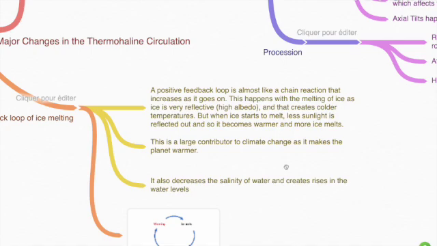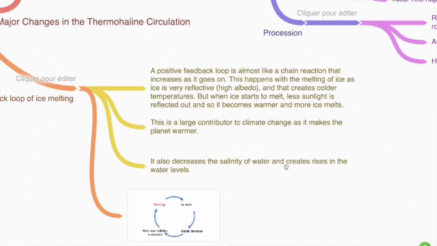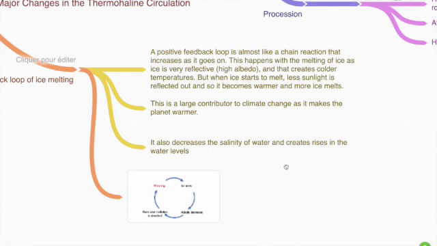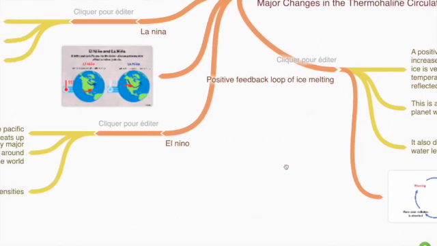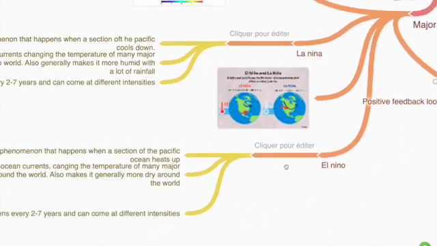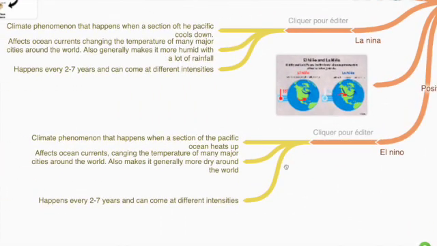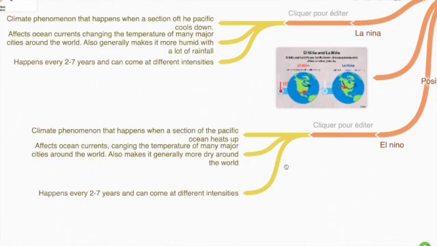This is a large contributor to climate change as it makes the planet warmer, and also decreases the salinity of water and creates rises in the water levels. Next, we have El Nino. El Nino is a climate phenomenon that happens when a section of the Pacific Ocean heats up. This affects ocean currents, causing temperatures of many major cities around the world to go up. It also generally becomes more dry around the world. This happens every 2 to 7 years and can come at different intensities.